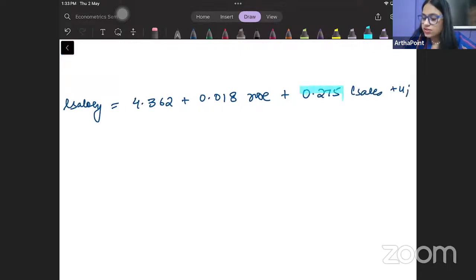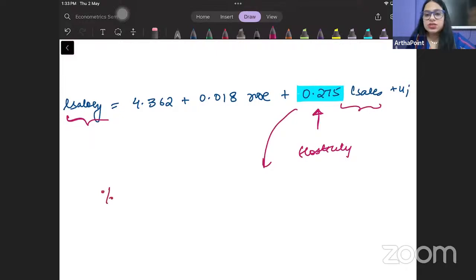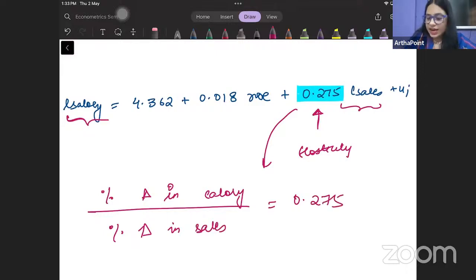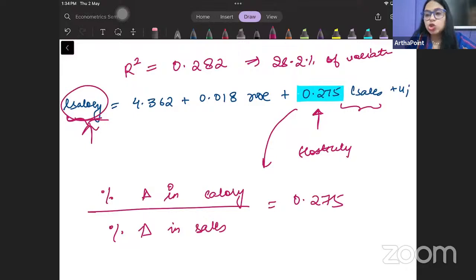So try to see now that this beta is actually an elasticity. Why? Because I have log here and log here. So this is actually telling me what is the percentage change in salary due to the percentage change in sales, beta. And that is 0.275. And its R square is coming out as 0.282. So we can say that 28.2% of variation in log salary can be jointly explained through ROE and log sales, right?